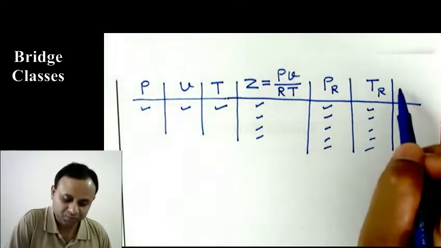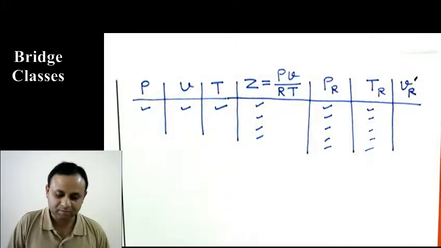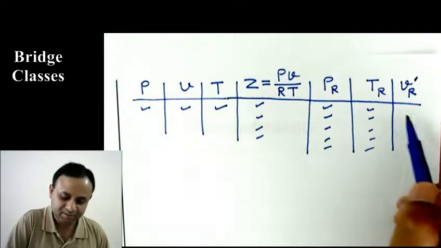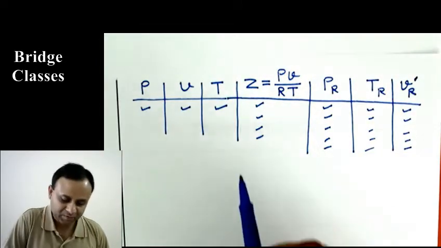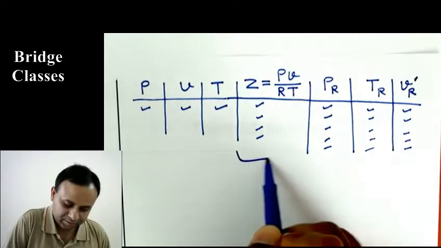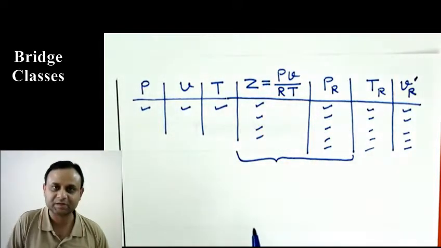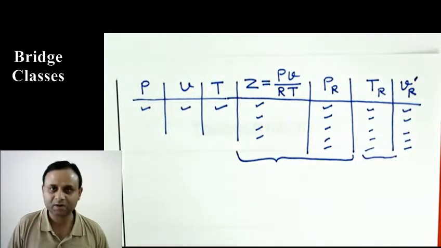And another column for this VR prime. I'm going to explain what this is. This also comes from this data. Then we are just plotting Z versus PR. You are plotting Z versus PR for different values of TR and seeing how that plot looks for any gas.